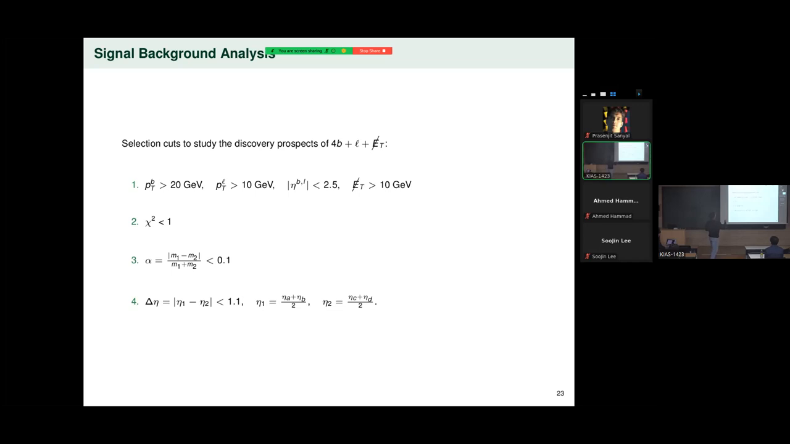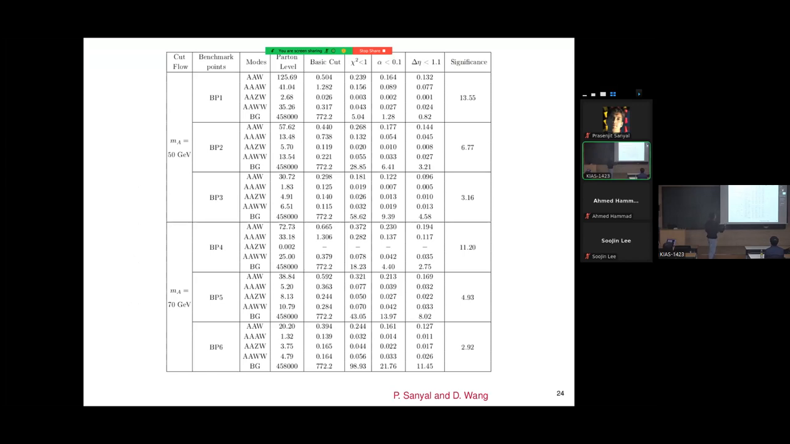Then we use the chi-square cut, which is chi-square less than one, and the two bjet pairs should have an asymmetry cut of less than 0.1. And I provide another criterion that the eta separation between the bijet pairs should be less than 1.1. So these two selection criteria are borrowed from the CMS paper. And then for the six benchmark points, I get the significance like this.